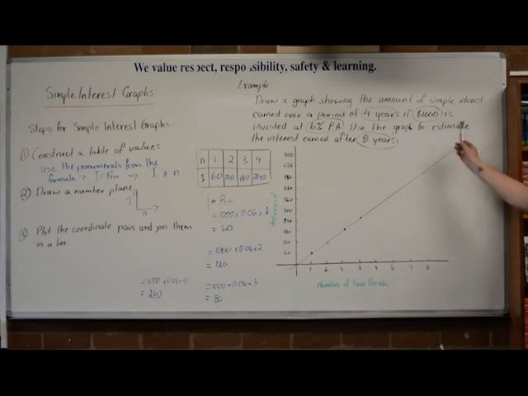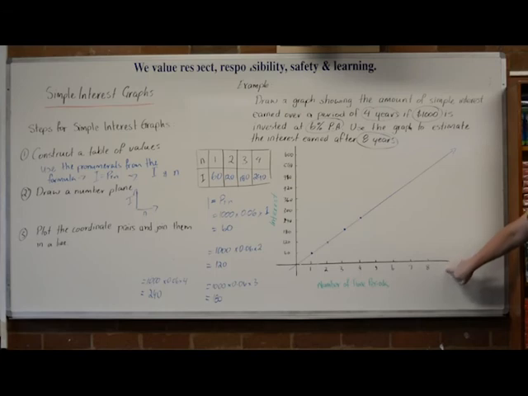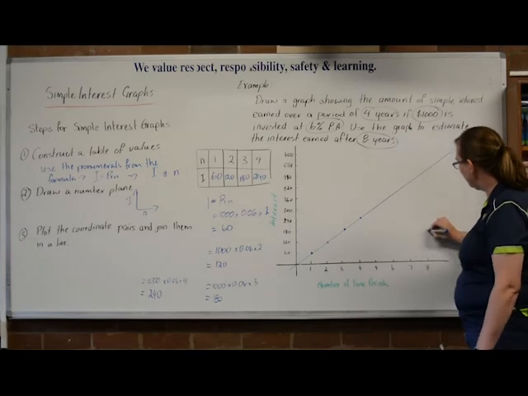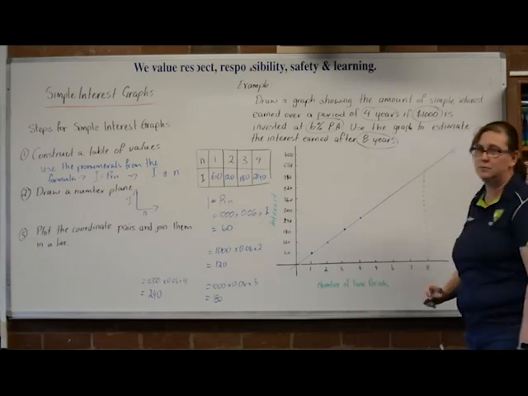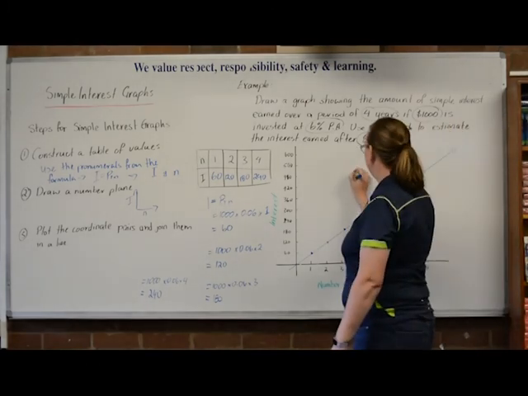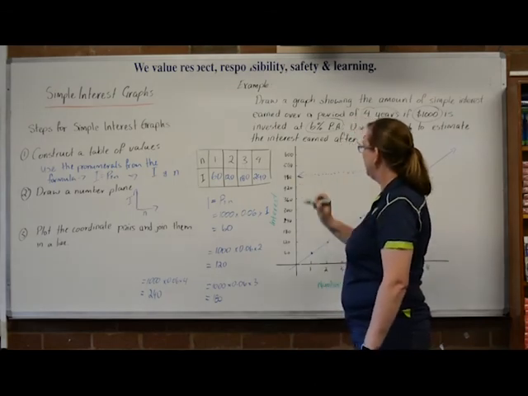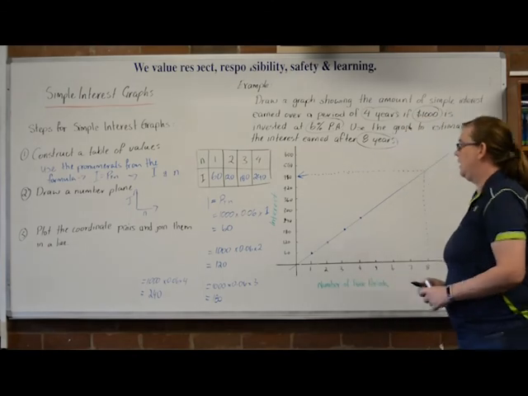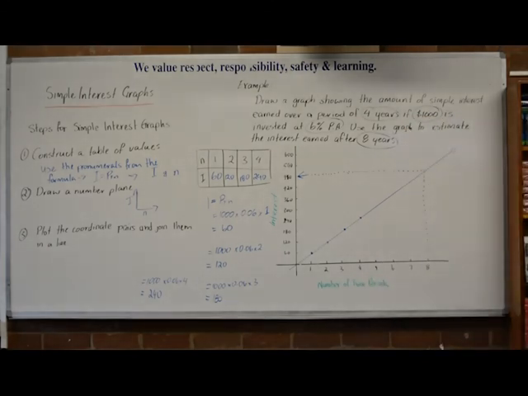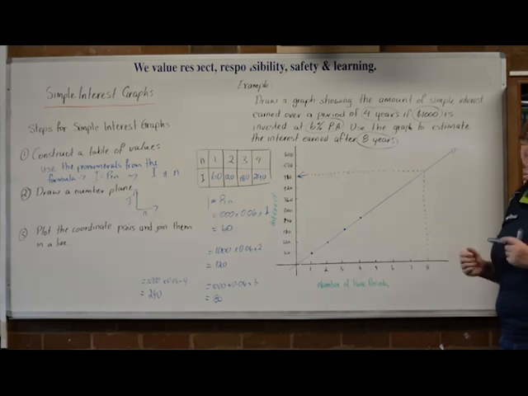Now, the question has asked us to estimate the interest earned after 8 years. That's why we've gone up to at least 8 in the number of time periods. So all we're going to do is follow that all the way up until we hit the line, and then bring that across. And if we've drawn it nice and straight and with the proper scales, according to our graph we should get around $480 interest on that investment after 8 years.